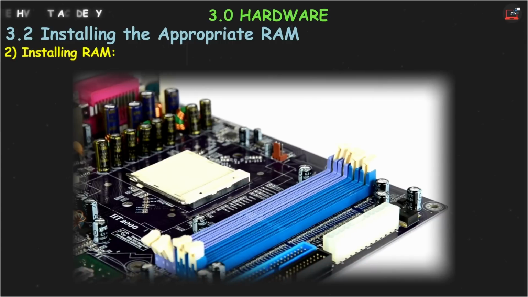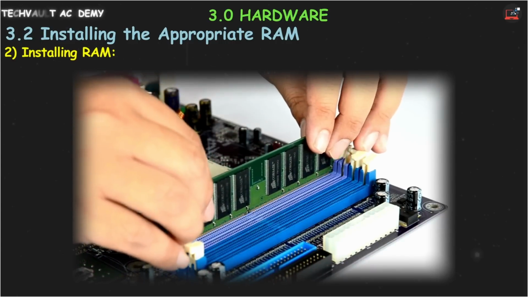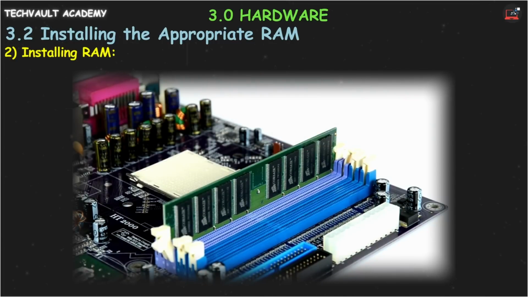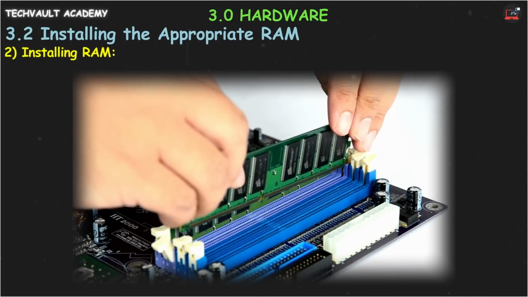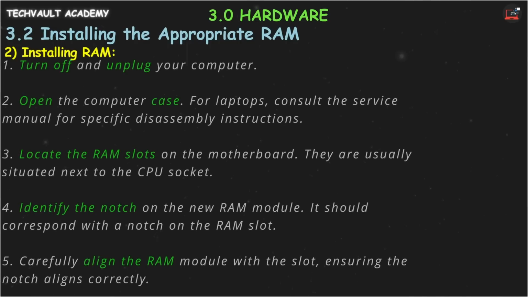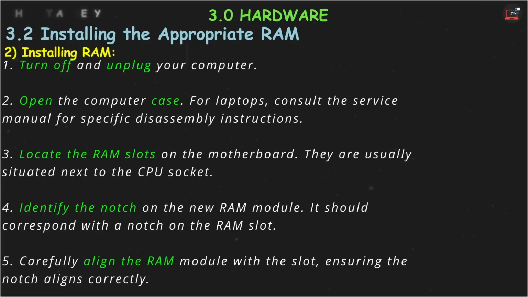2. Installing RAM. Before installation, ensure compatibility with your motherboard by checking the motherboard manual or the manufacturer's website. Here's a general installation guide. 1. Turn off and unplug your computer. 2. Open the computer case. For laptops, consult the service manual for specific disassembly instructions.